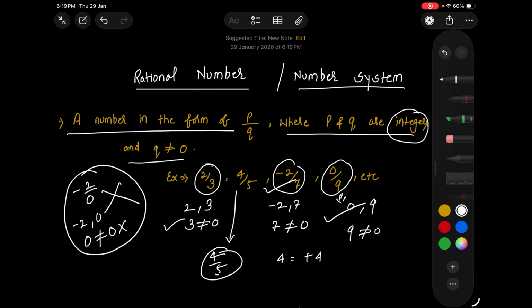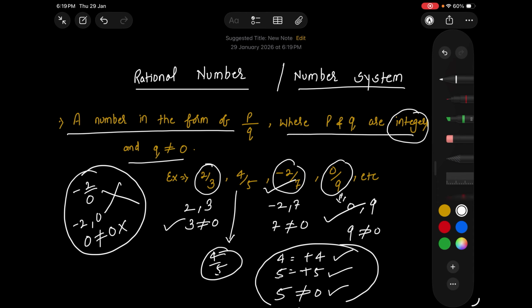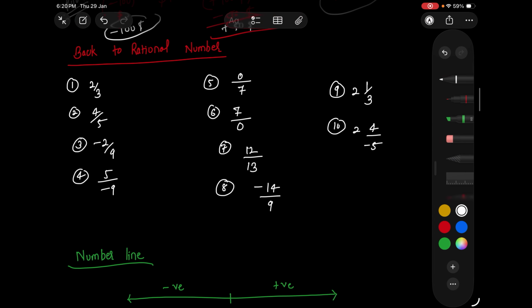4 is an integer, yes, plus 4 is an integer, of course. 5 means plus 5, an integer, of course. Plus 5 is also an integer, and 5 does not equal 0. This is also correct. If all these conditions apply, then this number becomes a rational number. Understood? So here are a total of 10 questions.